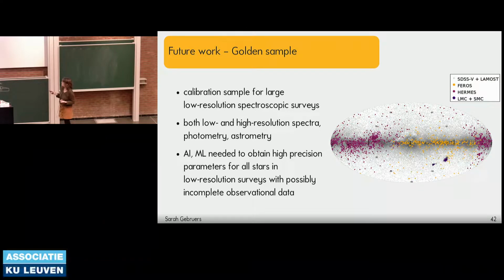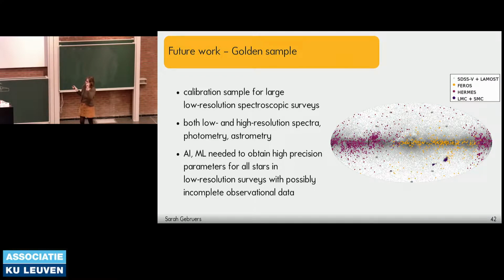I call this a golden sample. We have all kinds of information, also photometry and astrometry and asteroseismology available for these stars in low resolution surveys. We will probably not have all of that data, so we'll have to deal with incomplete data, and so it will be a challenge, let me say it like that.